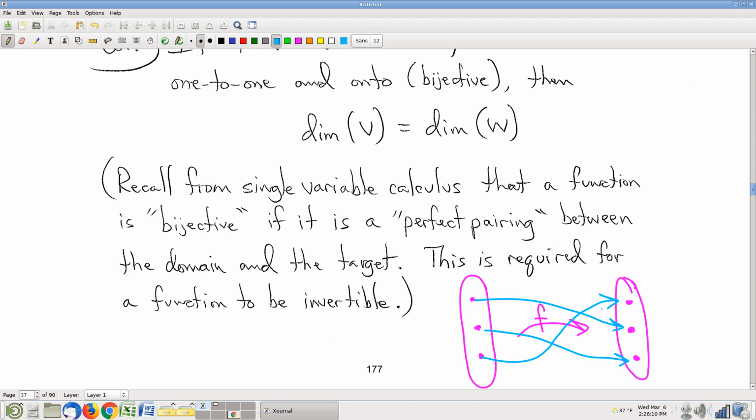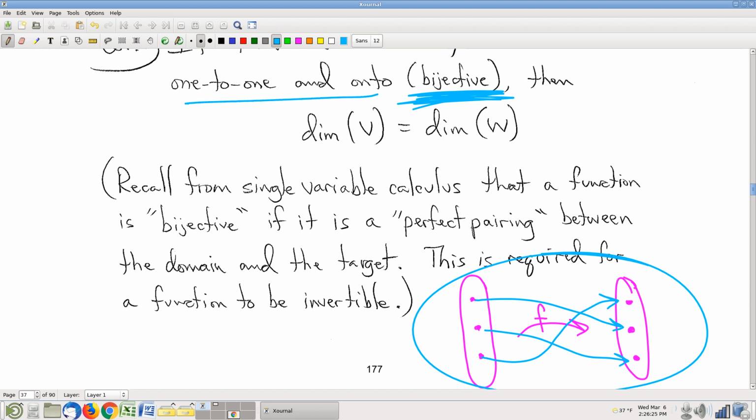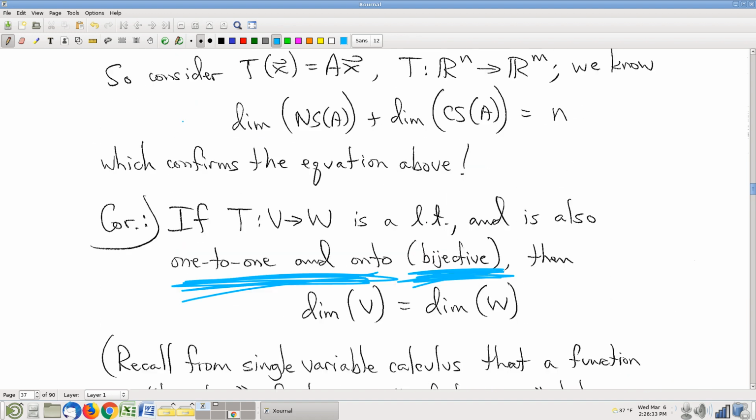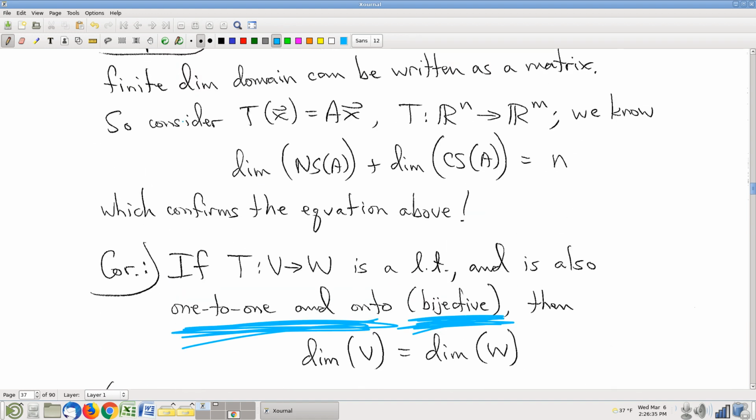Okay. So this is what we're talking about when we say the word bijective. Every point in the target has exactly one preimage. That's just terminology. Again, one-to-one and onto both together at the same time means exactly the same thing. All right. Now, how does this play into our theorem?